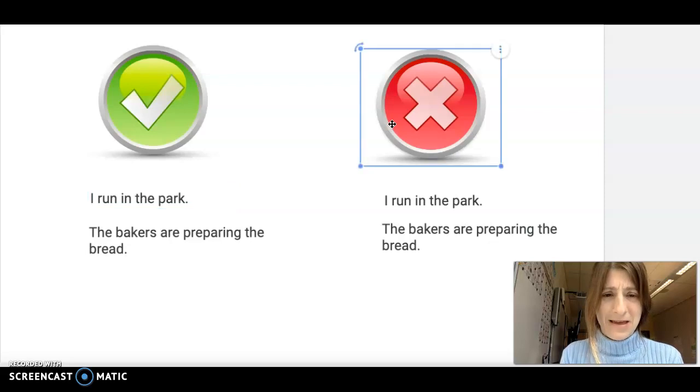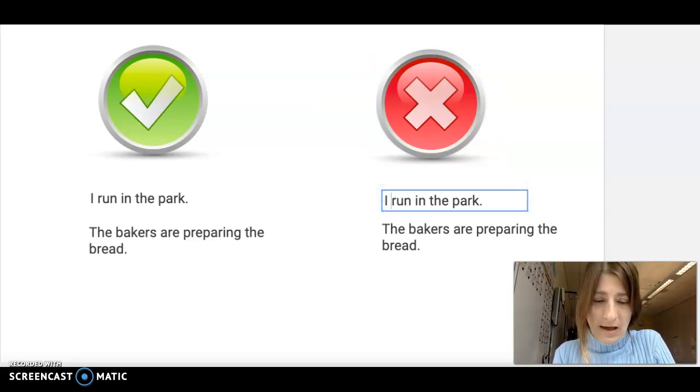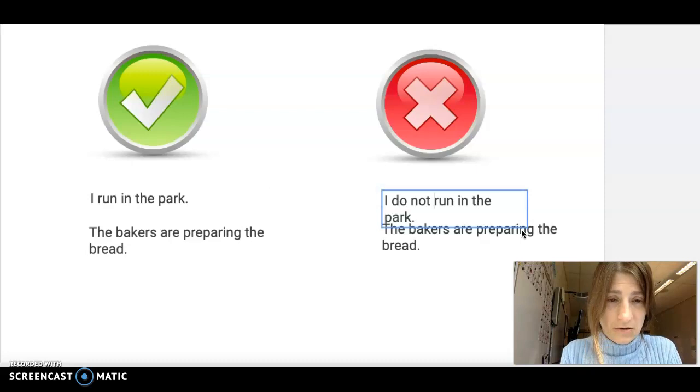But how do I make that mean that I do not do that? Well, I have to add two words. I have to add the word do and the word not. In some other languages like Spanish, you just add one word, no, but in English you need to add two words, do and not.